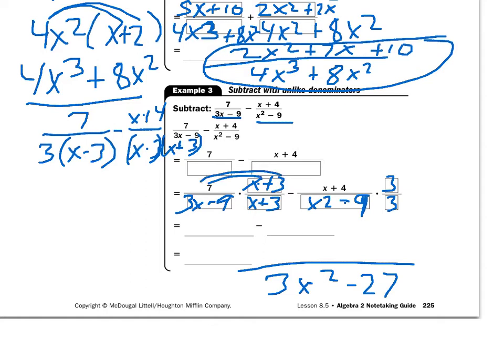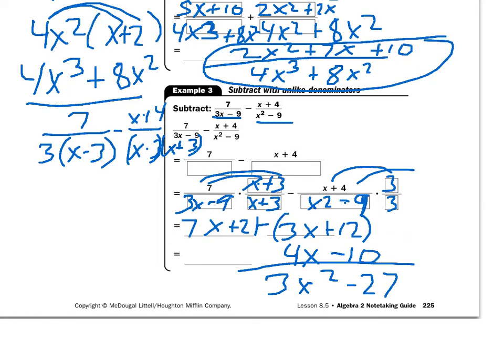Now, on the top, I have 7x plus 21 and I have 3x plus 12. Now, here's where people make a mistake. Make sure you put parentheses around that, so that when it says minus here, you're doing 7x minus 3x, which is 4x, and 21 minus 12, which is 9. A lot of people will answer plus 14 on that one, and that's where they'll go wrong and get a wrong answer.